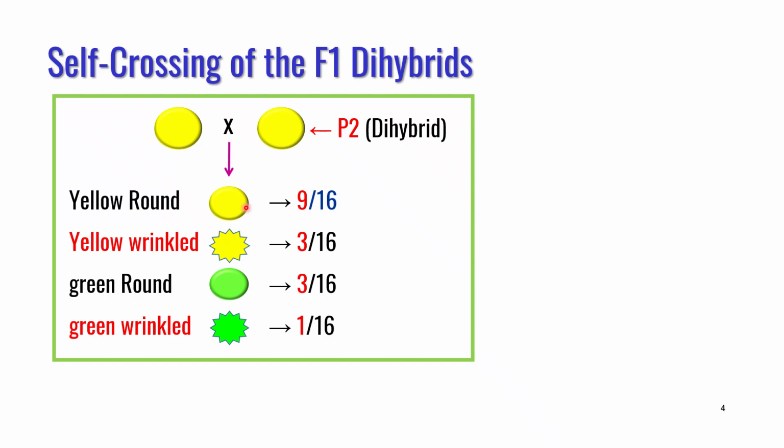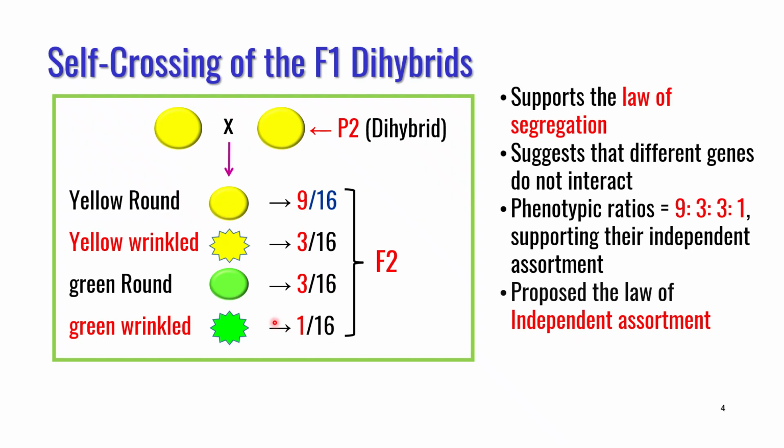So even in dihybrid, he was able to support the law of dominance and the law of segregation. Now there is one more thing to note here: the shape is not tied with the color and vice versa, meaning they are independent of each other. That is why you are getting the ratio 9:3:3:1, meaning they are independent. Genes do not interact. You can also say that there is no interaction between two different genes. This supports their independent assortment, and based on these findings, he proposed the law of independent assortment.